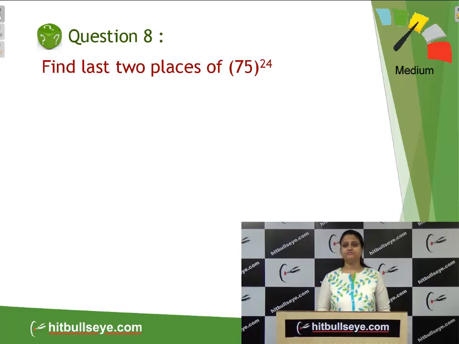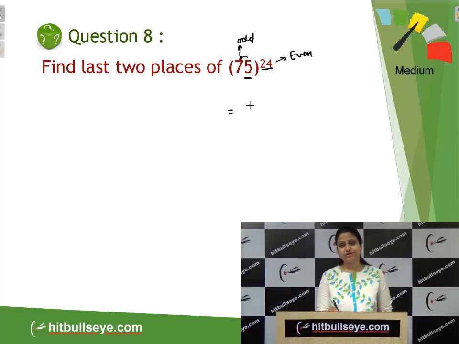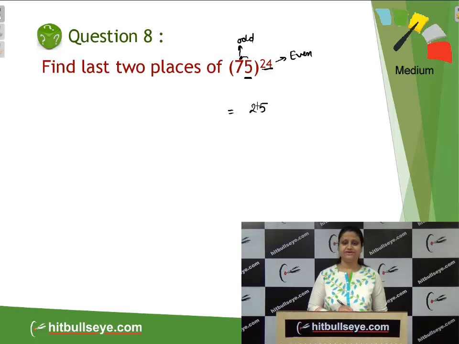Now the next question, very easy. Since my number is ending in 5 and before 5 we have an odd number, but in power we have an even number. So what will be the answer? It will be 25 always.